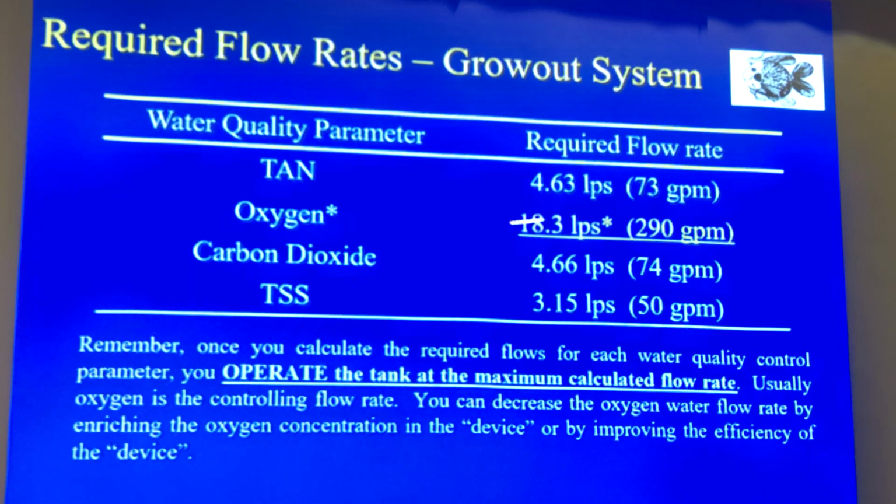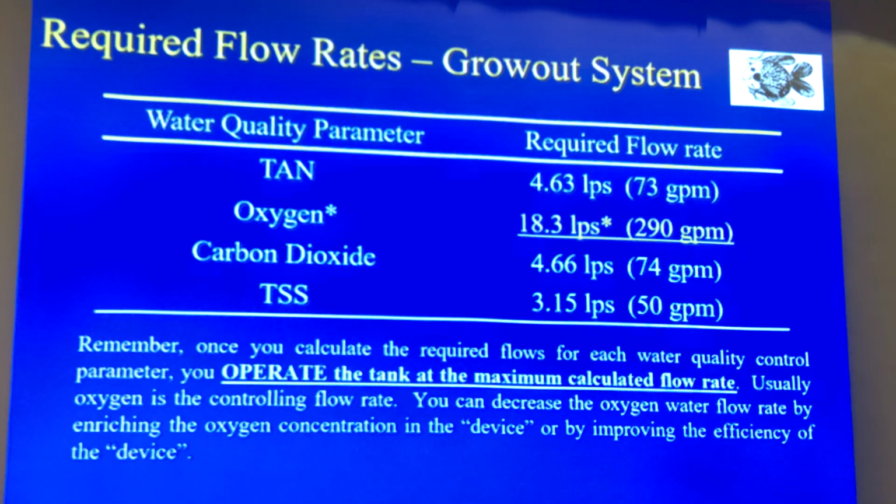If this is with air, and if you ran your system at 290, what's going to happen here? Say your TAN target was 1. Well, you only need 73, so if you ran 290, it's just going to be better, probably like 0.25 instead of your design target of 1. But what would happen if you ran it at 73 and said, oh, that's just too much? Well, you're going to die, because the flow required is 290 gallons per minute. I just can't do that.